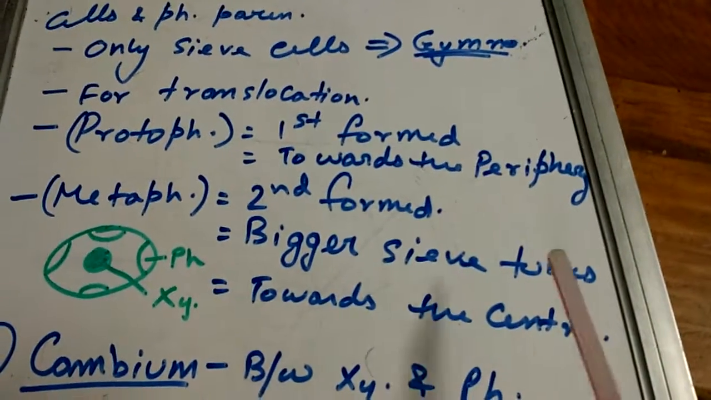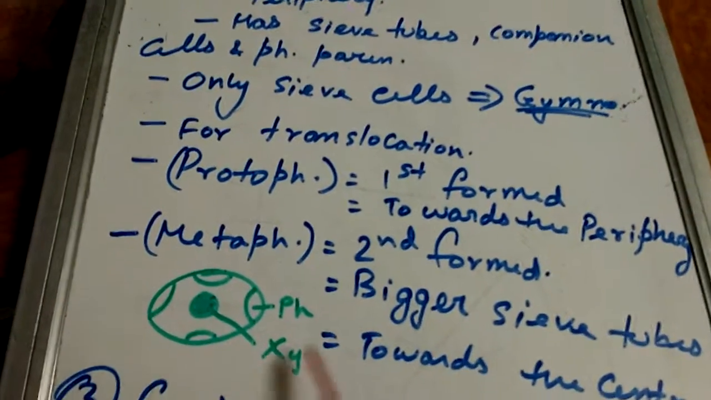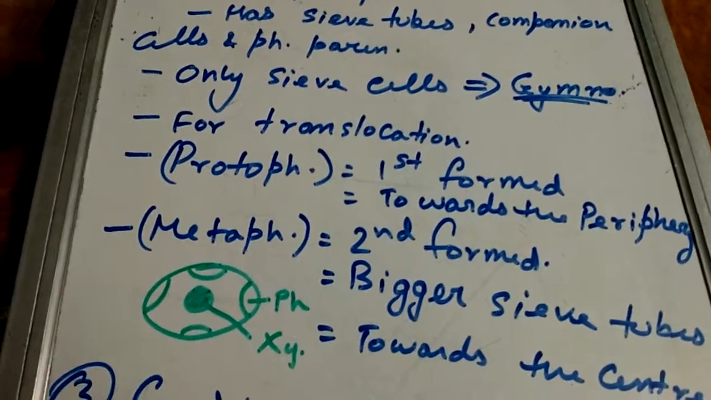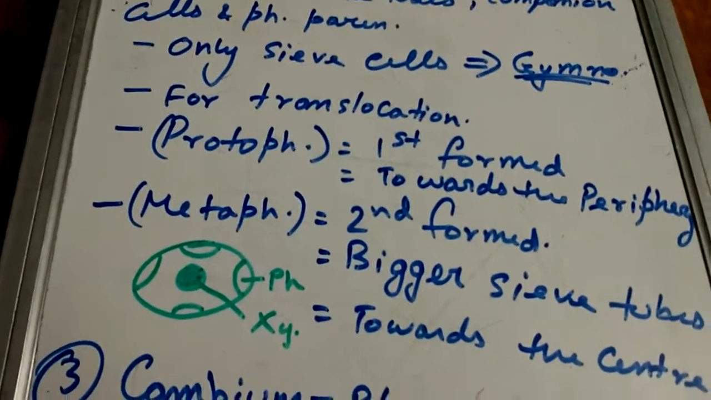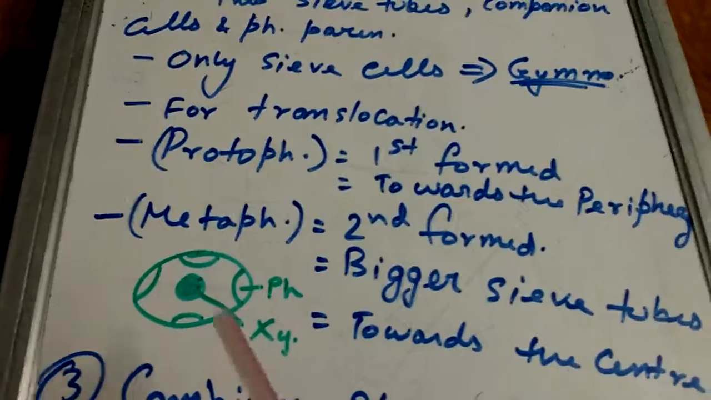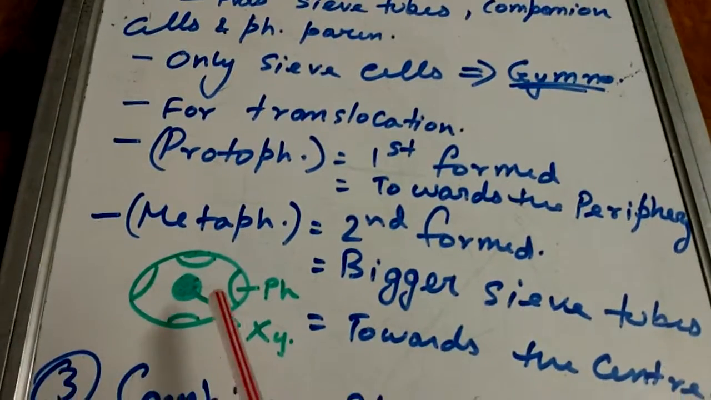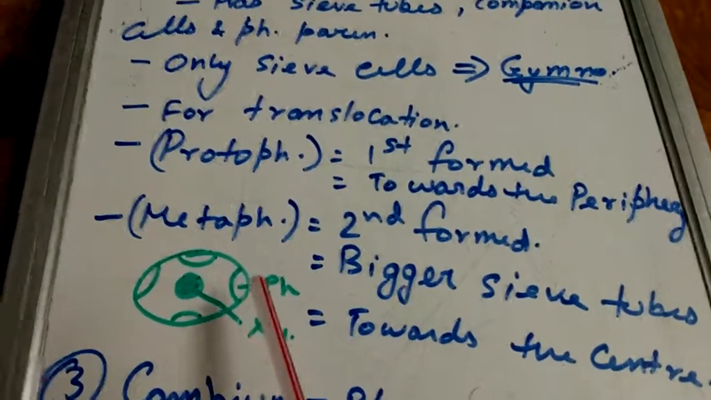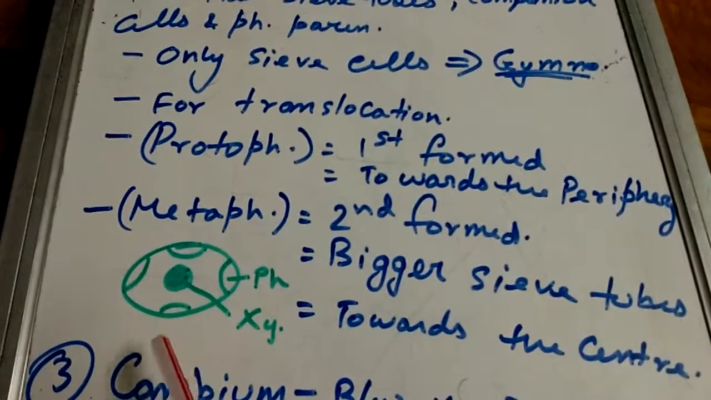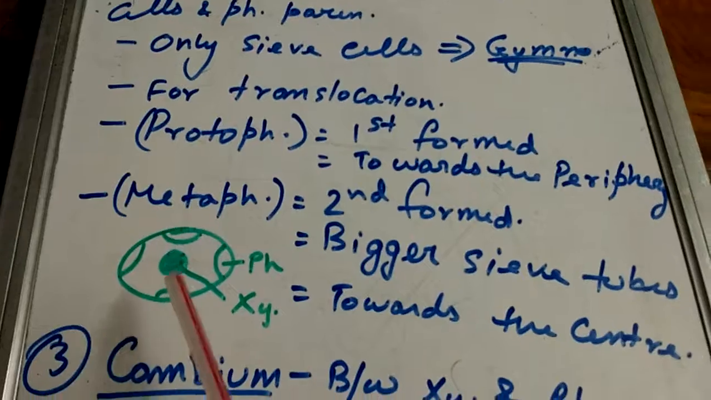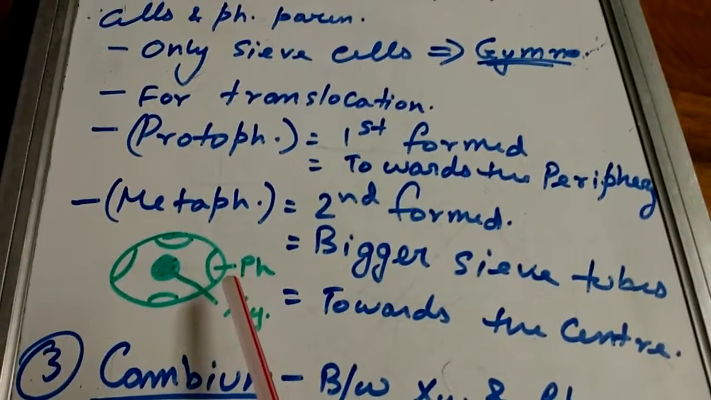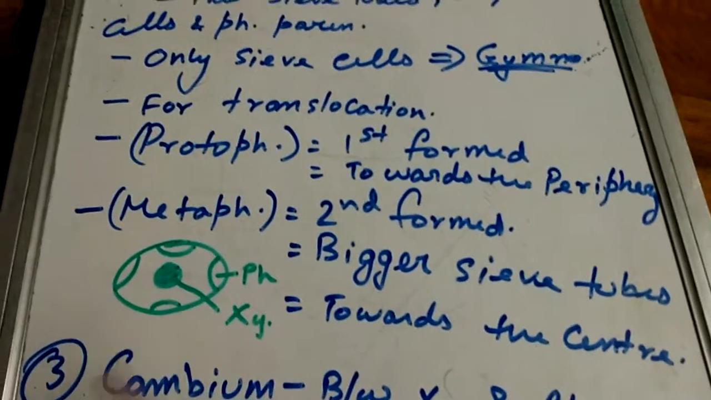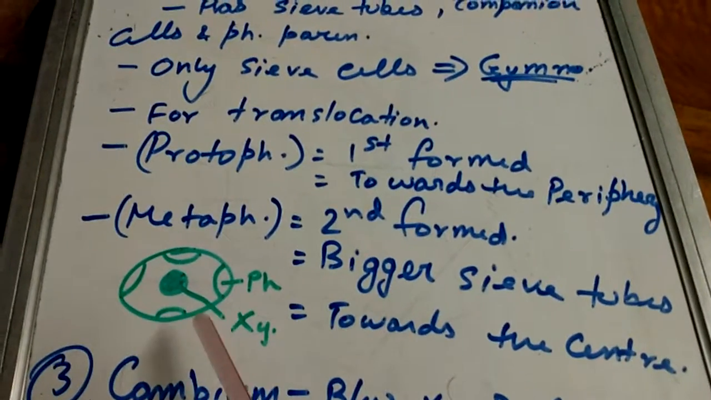And now I'm defining this arrangement in a big way. Here towards the center we have xylem, and towards the periphery phloem is present. So phloem is basically surrounding the xylem, which is present towards the center. There are four phloems here. It could vary. This is just to show you the arrangement, the position of phloem and xylem.